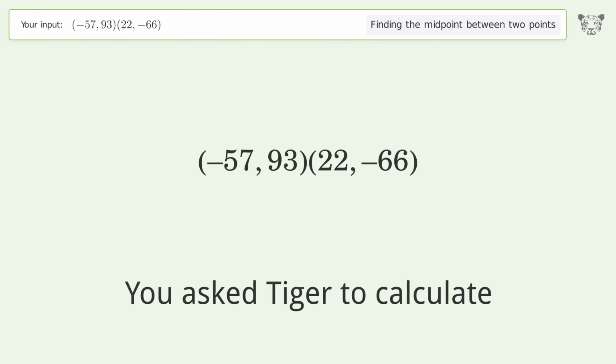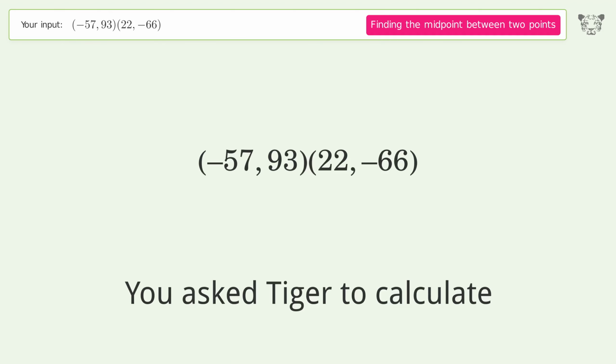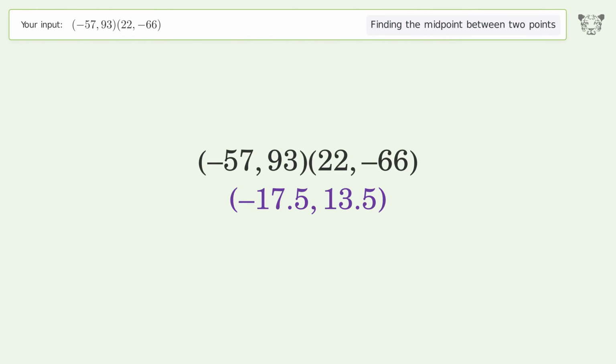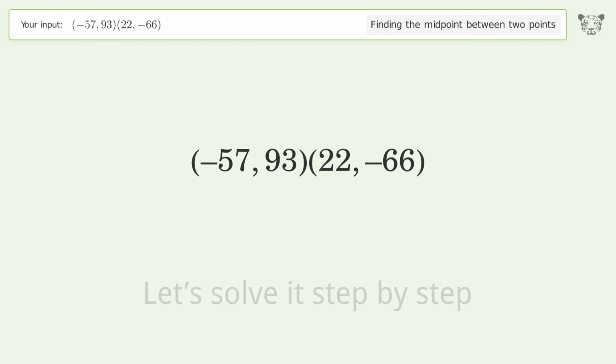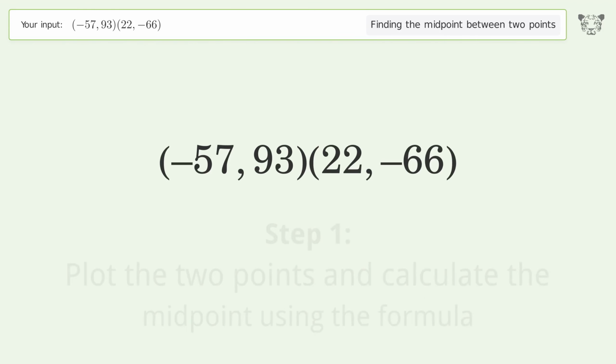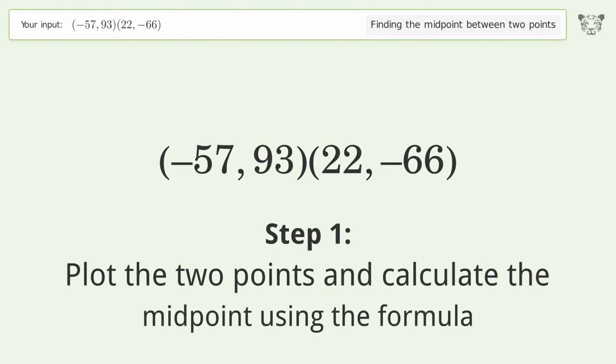You ask Tiger to calculate. This deals with finding the midpoint between 2 points. The midpoint between the 2 points is negative 17.5, 13.5. Let's solve it step by step. Plot the 2 points and calculate the midpoint using the formula.